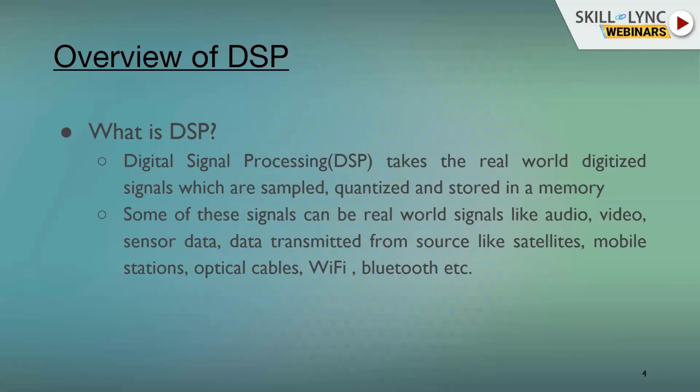Examples of a DSP signal could be an audio signal, a video signal, sensor data, and data transmitted from sources like satellites, mobile stations, optical fibers, optical cables, Wi-Fi, Bluetooth, etc. They're all dependent upon DSP, right? Because they're all coming in the form of an analog signal, which is digitized, quantized and stored in the memory. So this is the overview of DSP there.